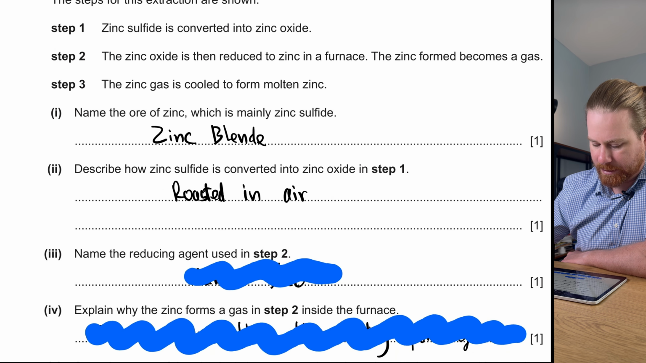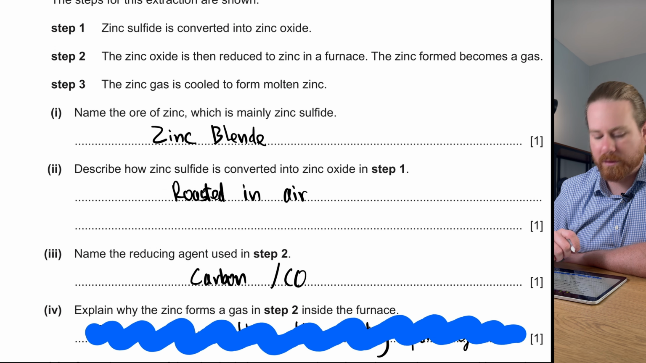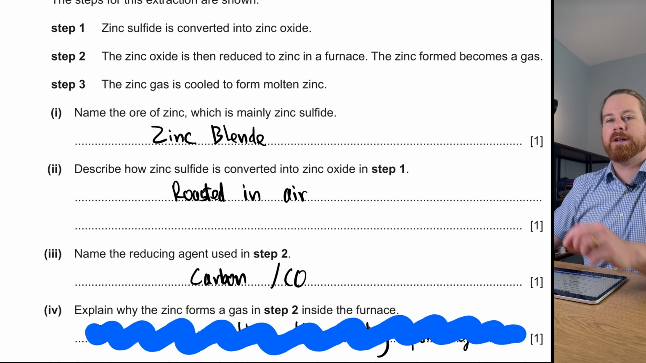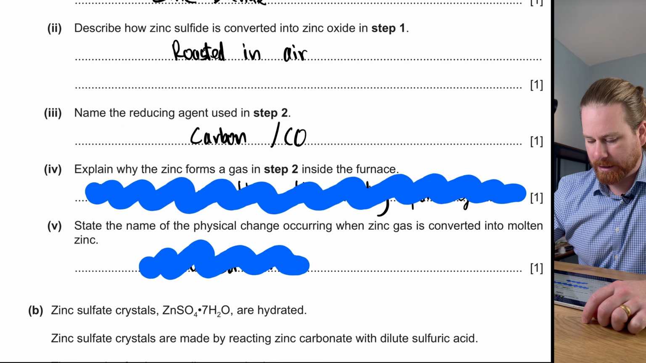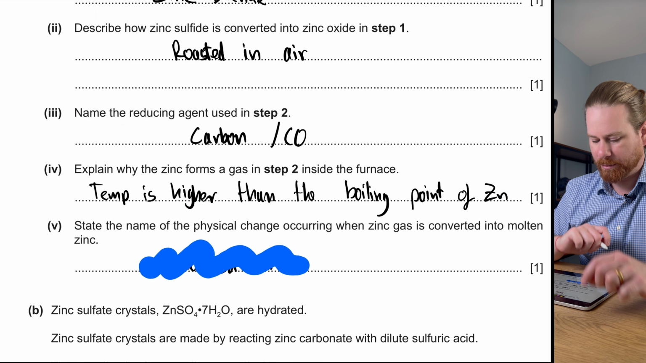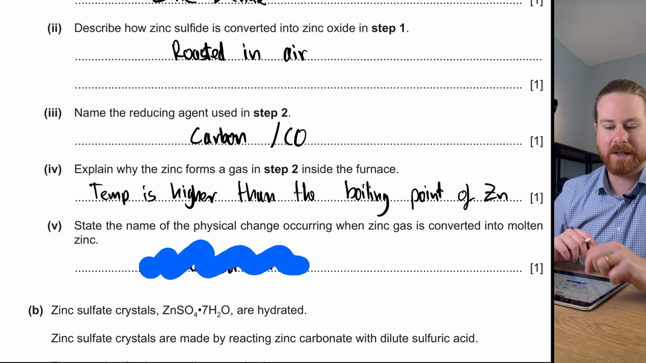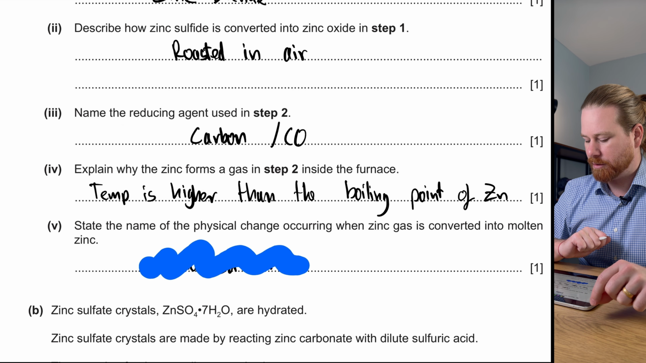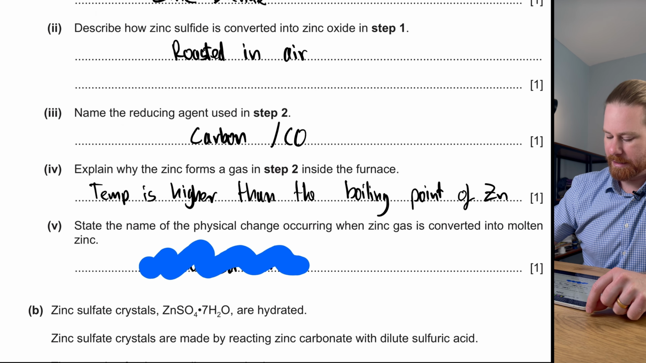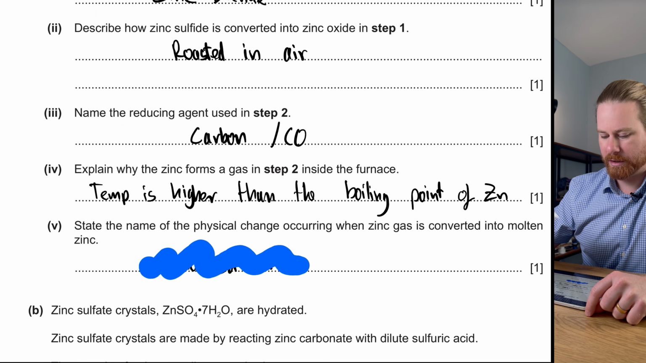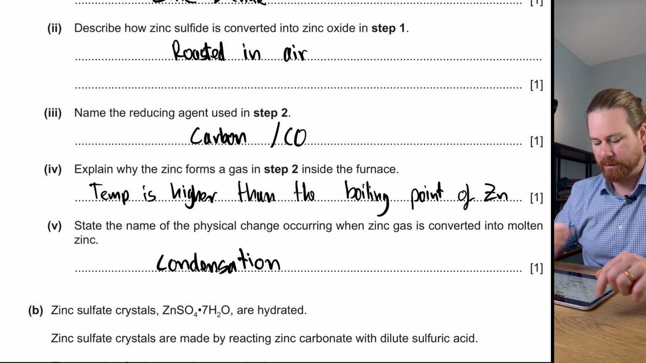Name the reducing agent in step 2. It is carbon, which then reacts with oxygen to give you carbon monoxide, which is a very strong reducing agent. Okay, what's going on in step 2? The temperature is higher than the boiling point of zinc. So this is why it's a gas, because you've gone beyond the boiling point of zinc. Name the physical change occurring when zinc gas is converted to molten zinc. Well, it is condensation, because it's a gas going to a liquid.